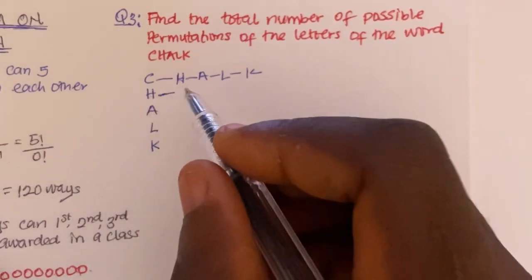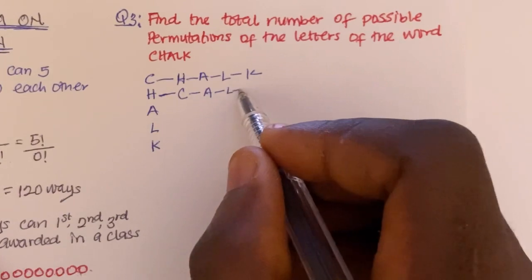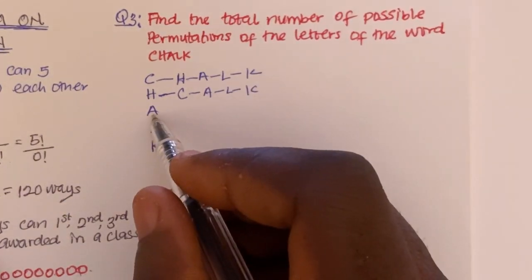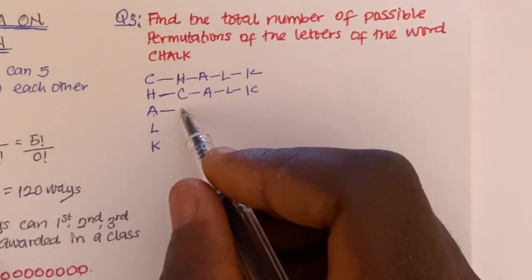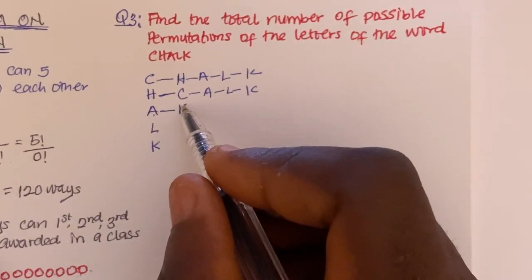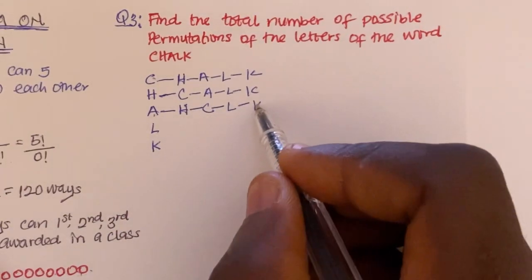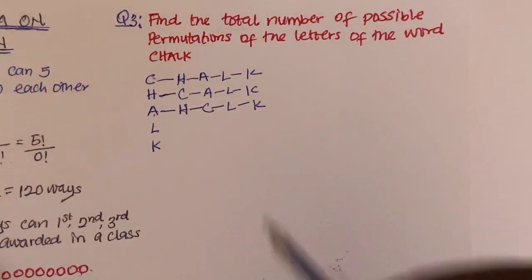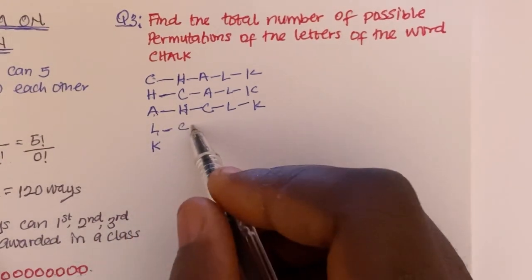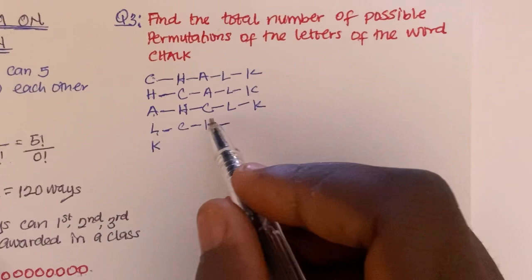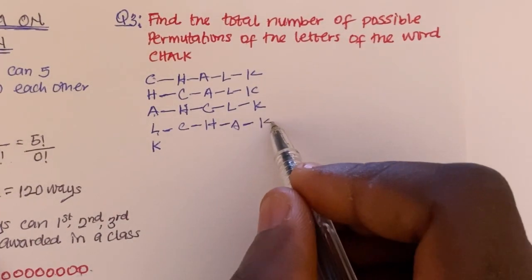Then the second one, let's say we have H, then C, followed by A, followed by L, followed by K. The next one, we have A, and let's say we go with H, then C, then L, and K. That's another arrangement. Then what other arrangement can we have? We have L coming first, followed by C, followed by H, then A, followed by K. Exactly. That's another arrangement.